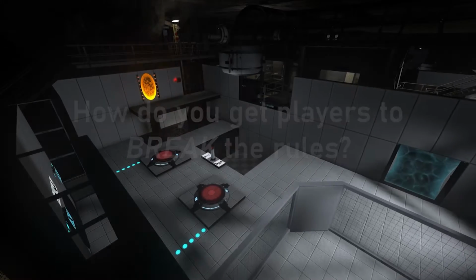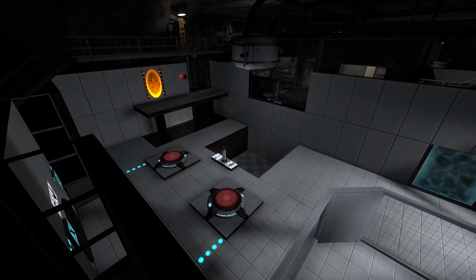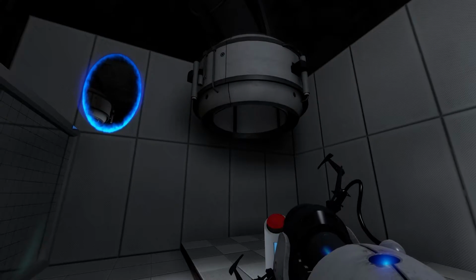My solution was to integrate the puzzle into the narrative. First, the player notices that one of the delivery tubes is broken.